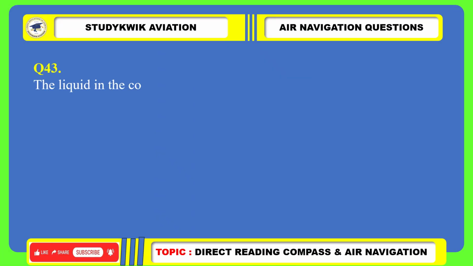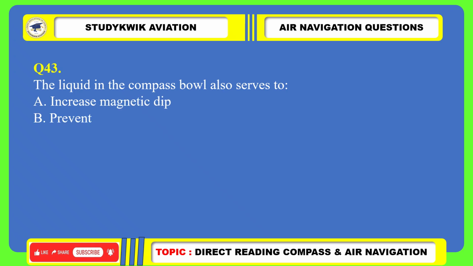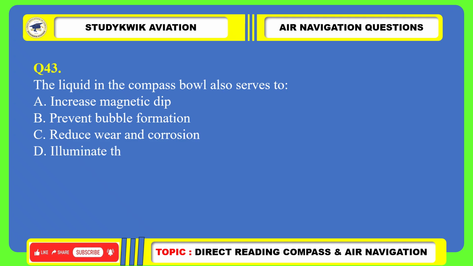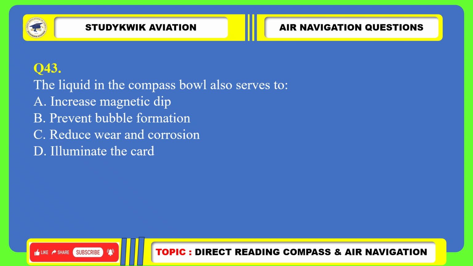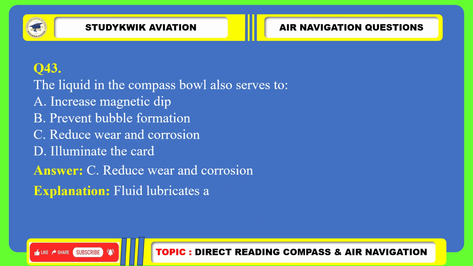Question 43. The liquid in the compass ball also serves to: increase magnetic dip, prevent bubble formation, reduce wear and corrosion, illuminate the card. The correct answer is C. Reduce wear and corrosion. Fluid lubricates and reduces friction.